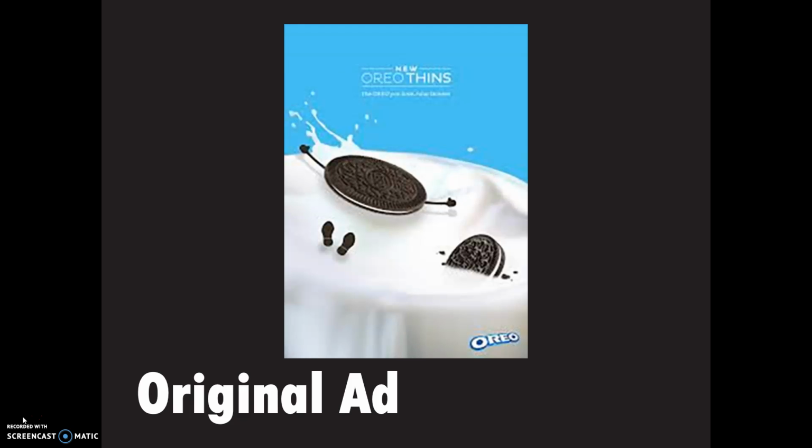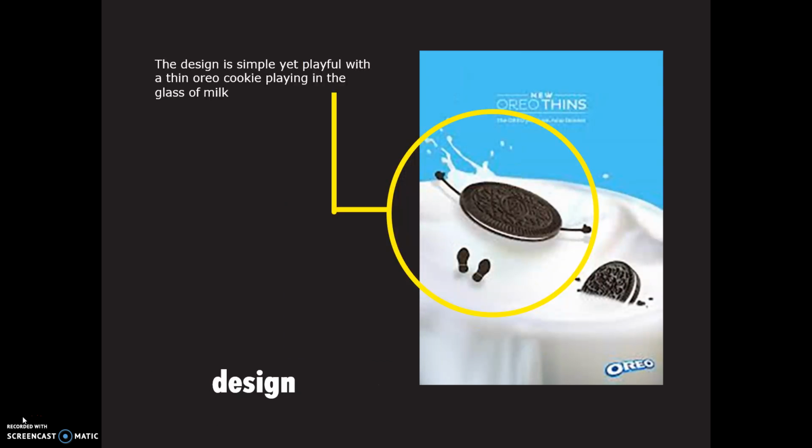I think the interesting thing about Oreo is we are all familiar. They have a variety of different types of Oreo. They have small Oreos, they have regular size Oreo, double stuffed, thin, different colors, different flavors. So this ad is focusing on the original flavor, but the thin version.